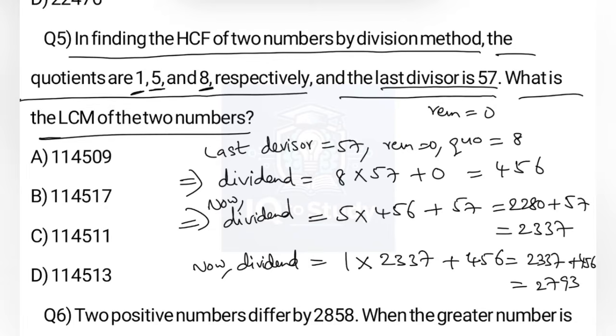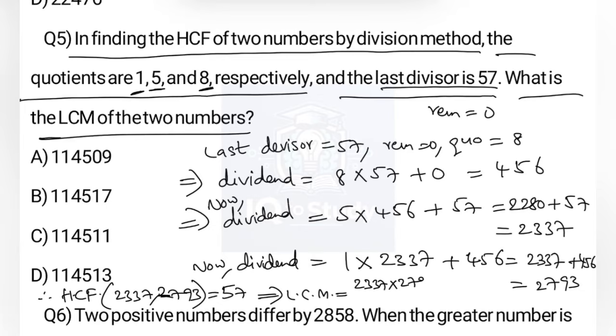Therefore, HCF of 2337 and 2793 is equal to 57, which implies LCM is equal to 2337 into 2793 divided by 57, which is equal to 1,14,513.